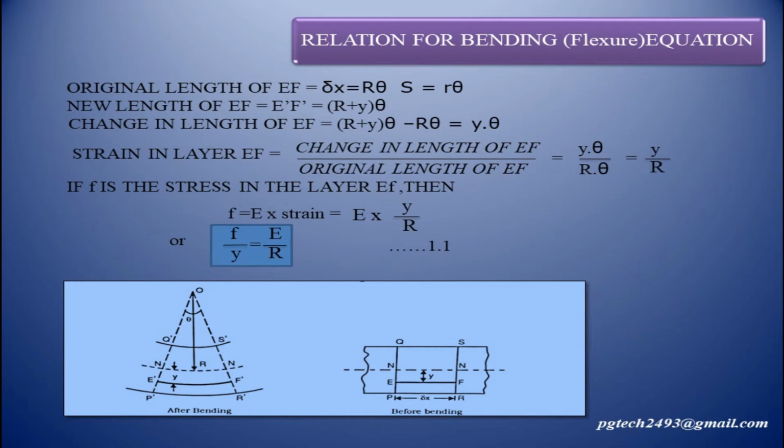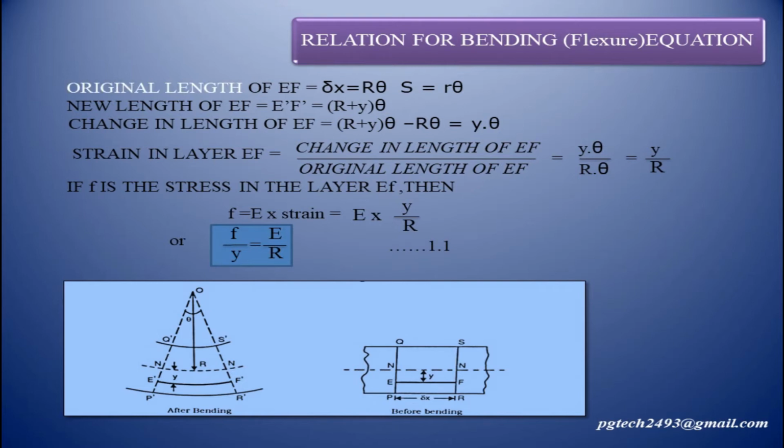Let the neutral layer NN be located at a distance r from O. The radius r is referred to as the radius of curvature of bending. Consider a layer EF of length delta x, at distance y from the neutral layer NN. Let this layer deform to E dash F dash on bending.